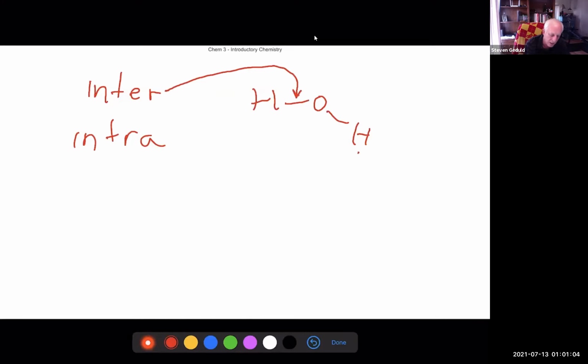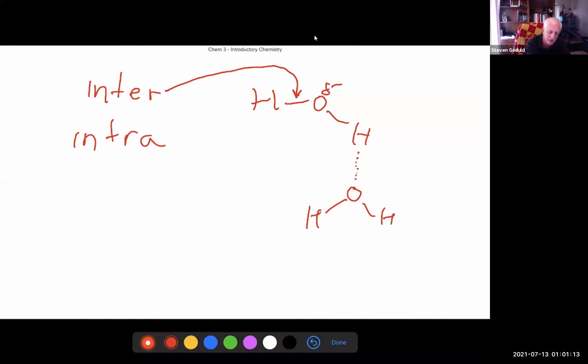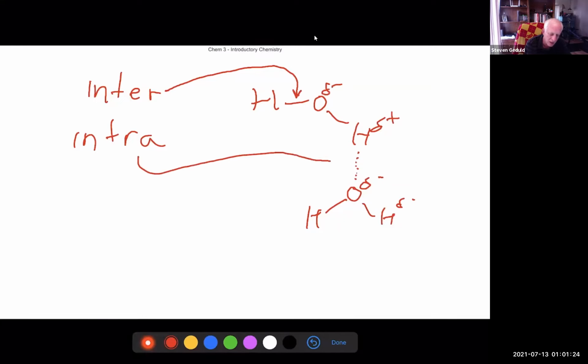Water is bonded. It's a polar bond. Remember, this is delta minus because oxygen is more electronegative than hydrogen. This is delta plus. This is delta minus. This is delta plus. And opposite charges attract. So there's a force between the water molecules. This is intramolecular. That's what we're talking about with the different forces. Inter is inside the molecule. Intra is between molecules. Those are different forces.